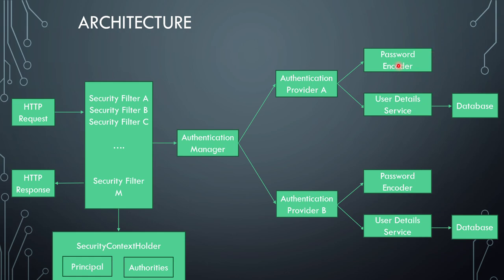There is another encoder, the NoOpPasswordEncoder. This encoder does not perform any hashing or encoding of the password. It stores the password in simple plain text, which makes them highly vulnerable. And there is the StandardPasswordEncoder. This encoder uses a one-way hashing algorithm, which is less secure.